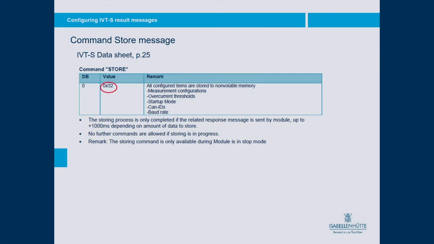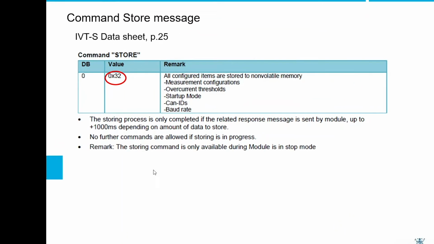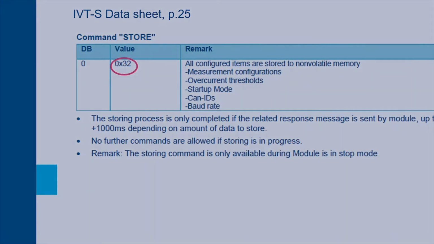The next step is to send a command store message. This can also be found on the datasheet on page 25. The section here is command store. Now this message is very simple. We just have to put data byte 0 to 0x32, which is the command store message. Nothing else to do here.